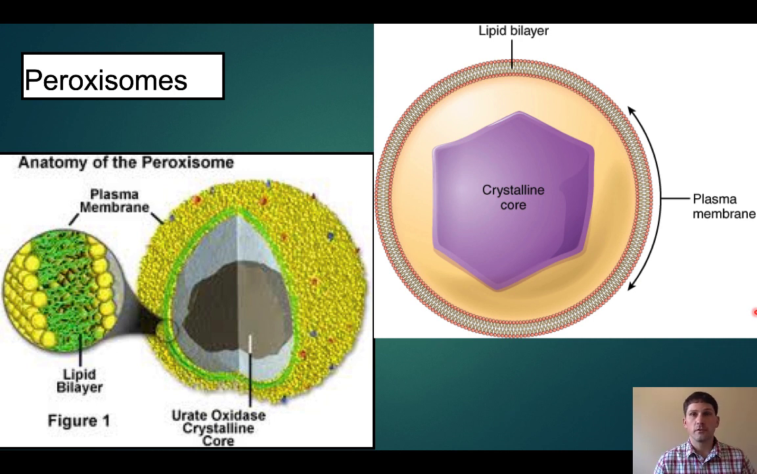Peroxisomes are like lysosomes, except for the fact that they aren't made by the Golgi apparatus. Peroxisome, so you get peroxide, they make hydrogen peroxide. They help break down hydrogen peroxide into water and oxygen, and they'll break down alcohol or free radicals inside the cell.